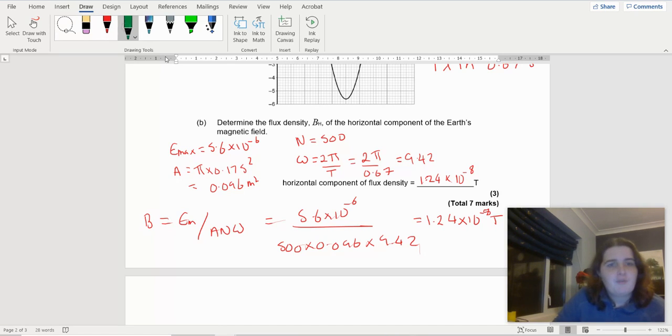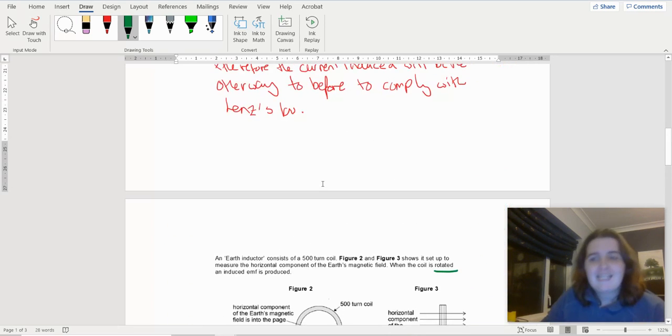Get 1 mark for finding this and this, 1 mark for the maths, and 1 mark for the answer. So there we have it, a very simple but a bit wordy question on magnetic fields.